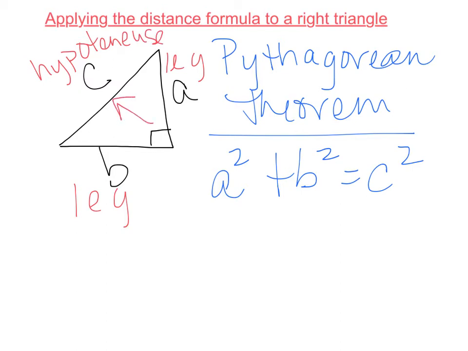So C is always going to be the longest side because that is across from the biggest angle in our triangle. So A squared plus B squared doesn't matter, but C squared always has to be the longest side when you're looking at these problems. Okay, let's try one.